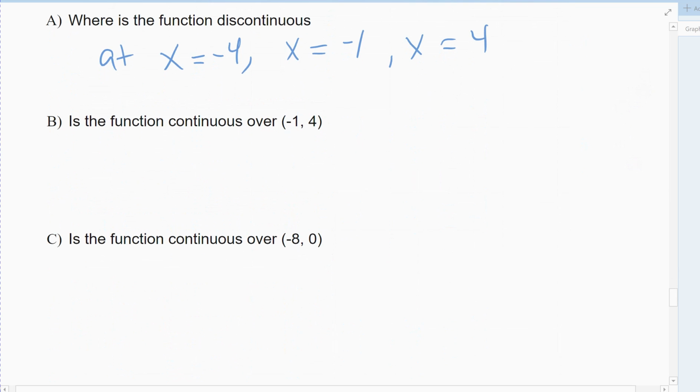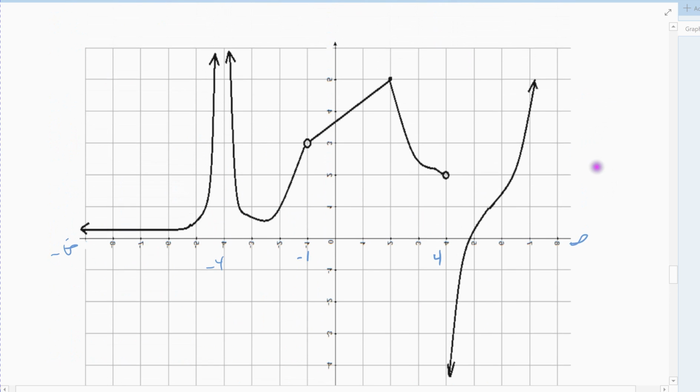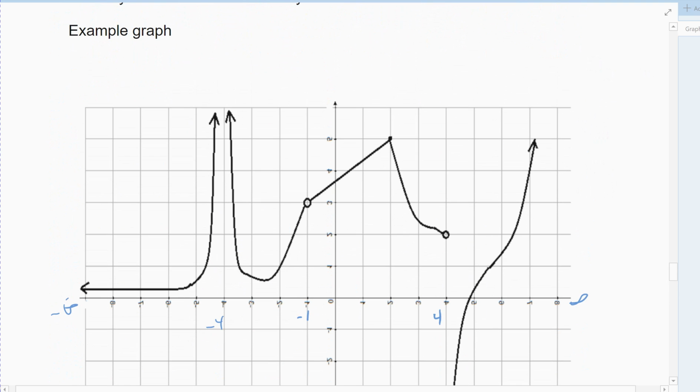All right, then it's asking you over an interval. So this would be an interval. Between negative 1 and 4, is it continuous, right? That would be an interval. So I go up to my function, and I look between negative 1 and positive 4. All right, so between negative 1, so negative 1 would be here. Actually, I'm going to switch to a highlighter.